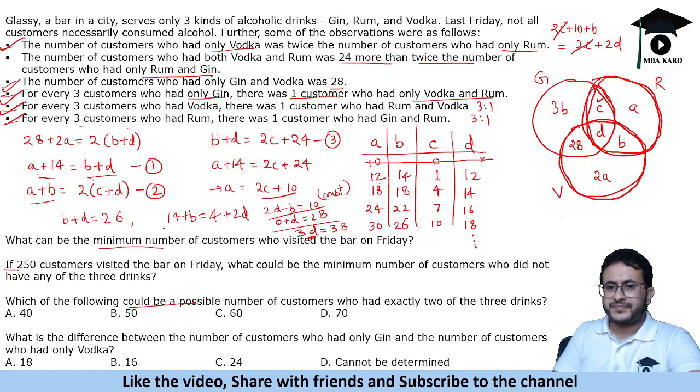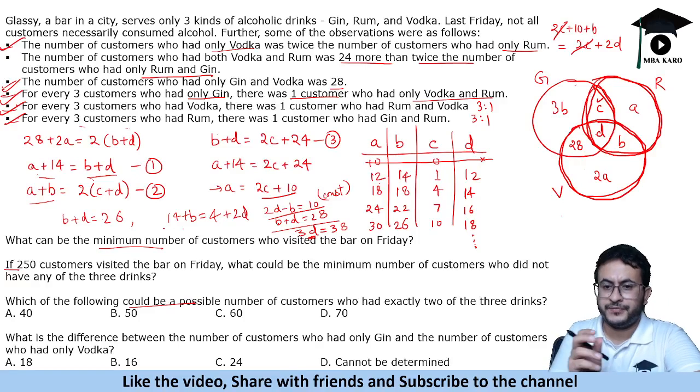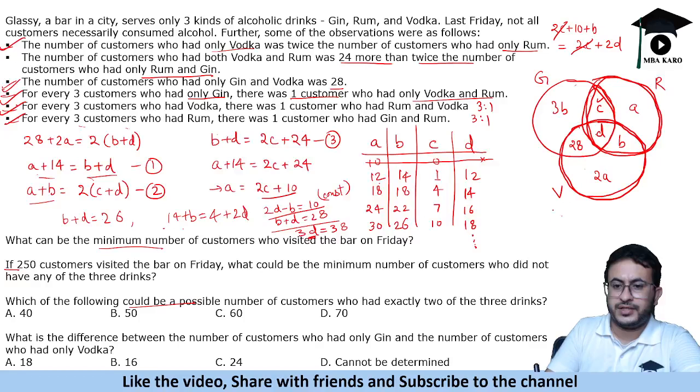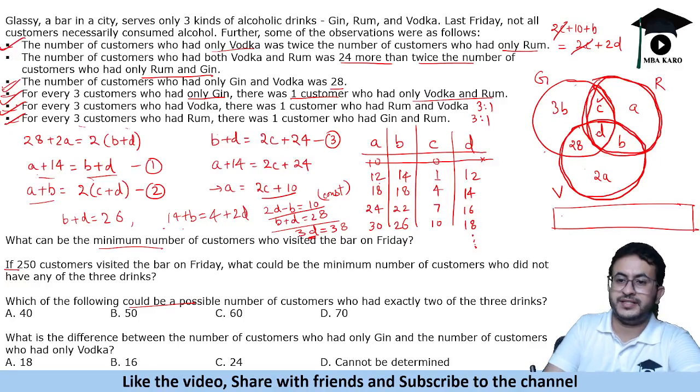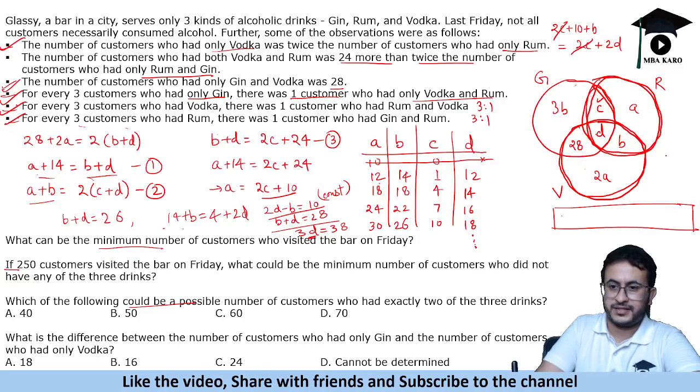Okay, now let us look at the questions. What can be the minimum number of customers who visited the bar on Friday? So we will have to first frame the equation of total number of visitors. Okay, total visitors is how much? Total visitors is, these are the ones who drink. Okay, not the visitors. Visitors will also include these. Okay, this will also include the visitors.